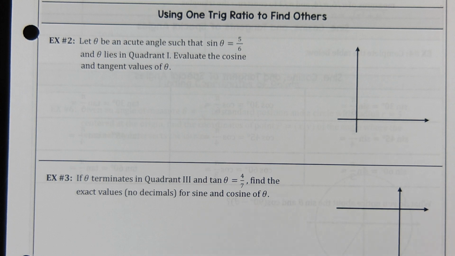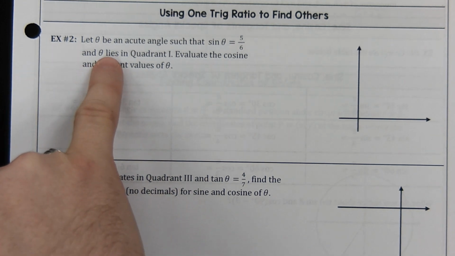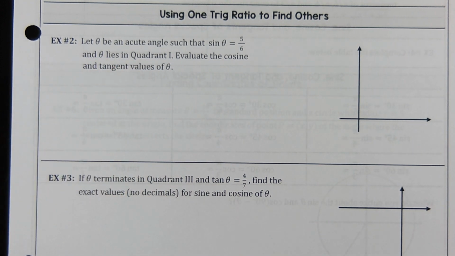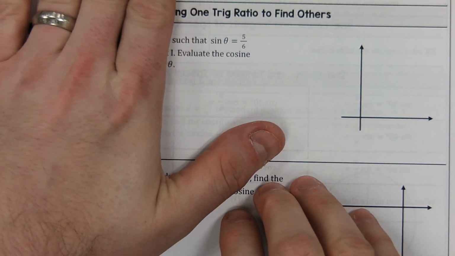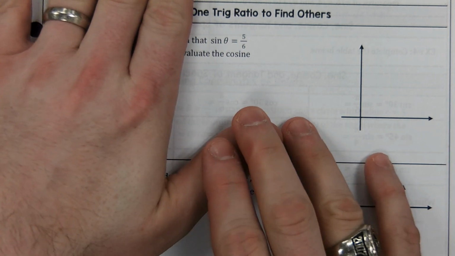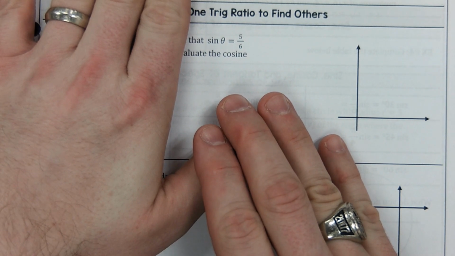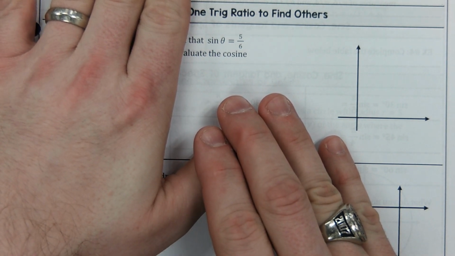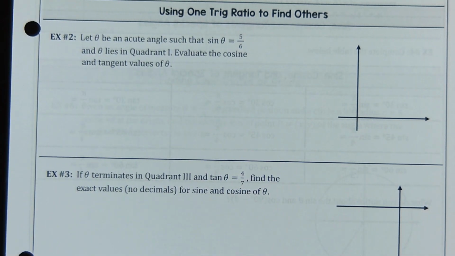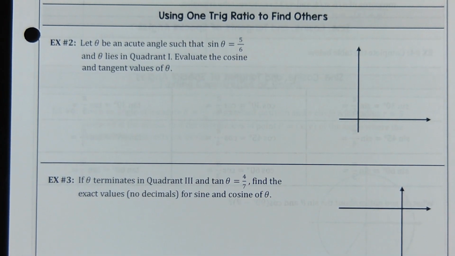Theta is an acute angle. What does that instantly tell you? Less than 90, which would force us into quadrant 1. So we didn't need to be told that theta is in quadrant 1. Just saying it's acute forces it into quadrant 1. If it didn't say any of that, if it just said, hey, let sine of theta be 5 over 6, that's possible in 2 different quadrants. Because sine is y over r, it would be positive in 2 different quadrants. And we would have to draw that triangle in 2 different places.